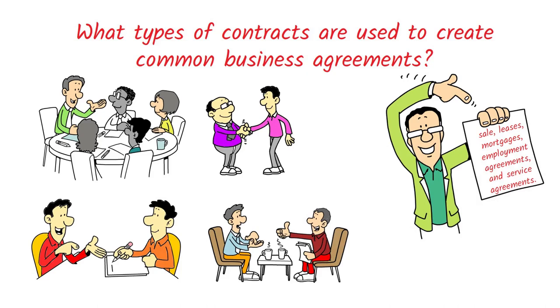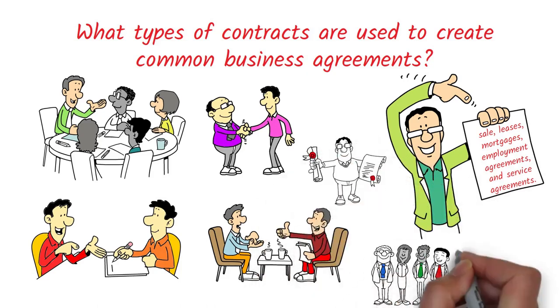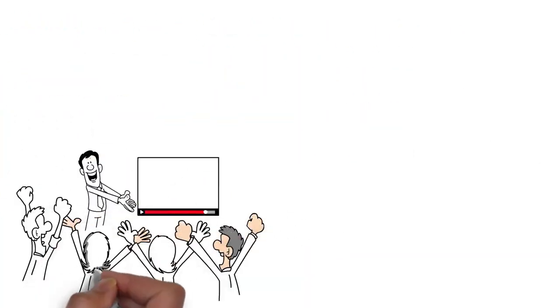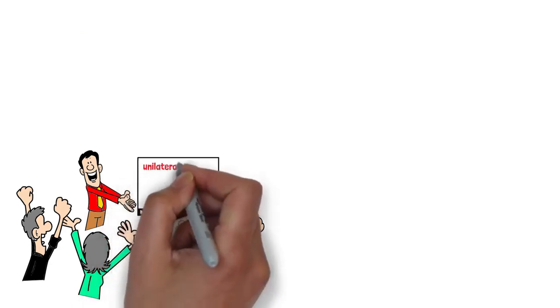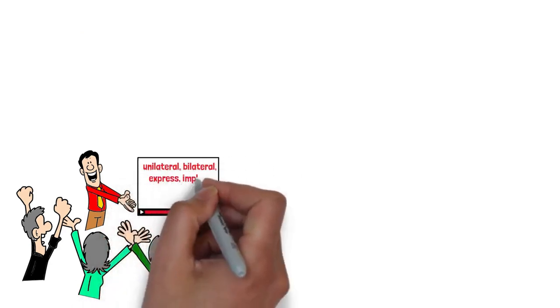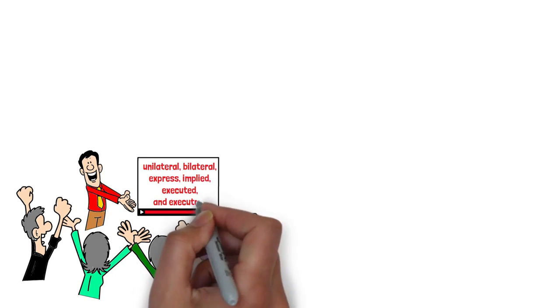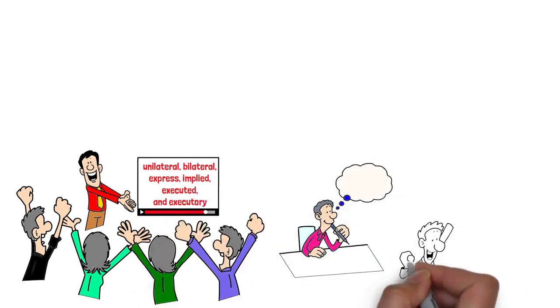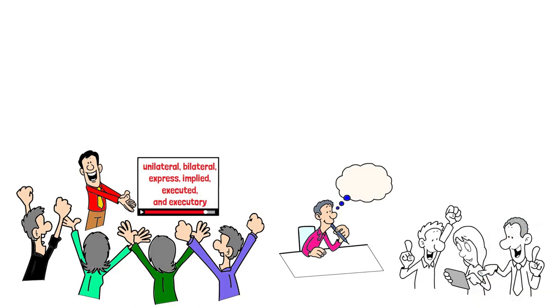Business contracts help to provide a legal framework for agreements and ensure that all parties understand their rights and obligations. The following video provides a thorough introduction to the 6 different types of contracts, including unilateral, bilateral, express, implied, executed, and executory, helping to equip readers with the knowledge needed to make informed decisions in the world of contracts.